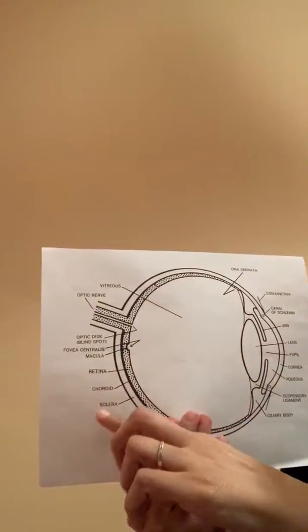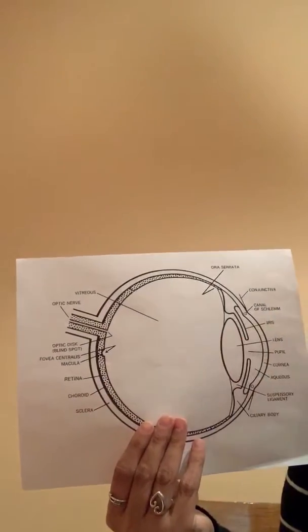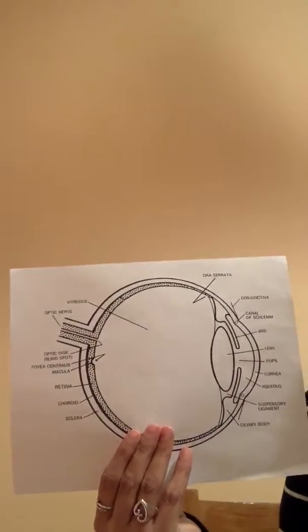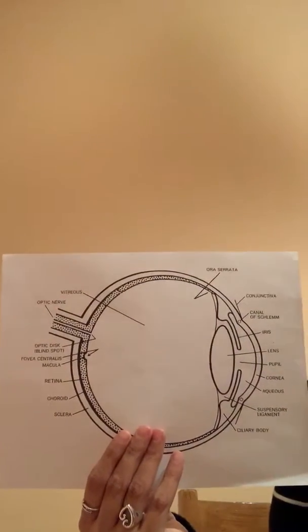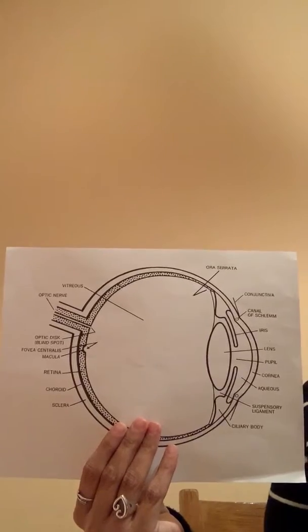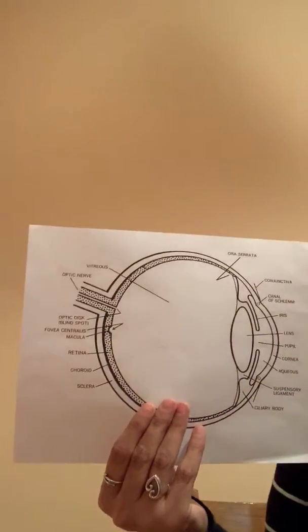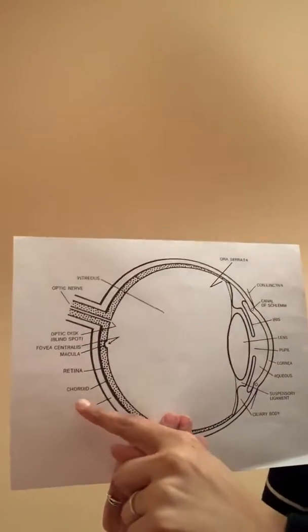Next, we have the choroid, that one right there. And the choroid is located between the retina and the sclera, and it is responsible for providing nourishment or oxygen to the retina. Right in there.